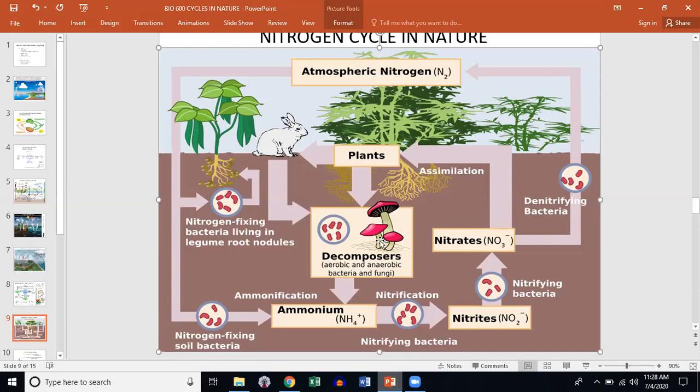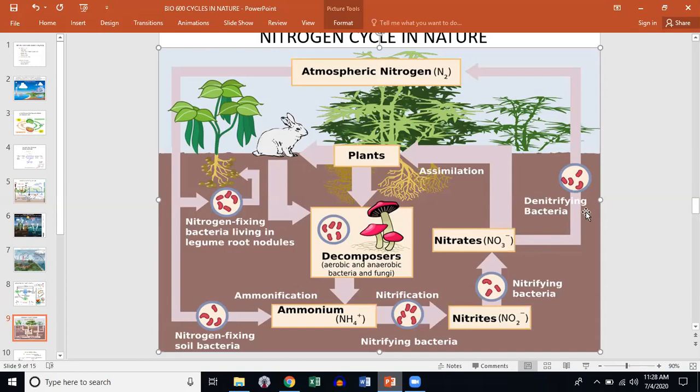These decomposers are mostly fungi and other types of bacteria that break down all organic material. Not only plants, but also animals who die and are decomposed by the fungi and the bacteria, again, into ammonium, and the cycle continues here, okay?